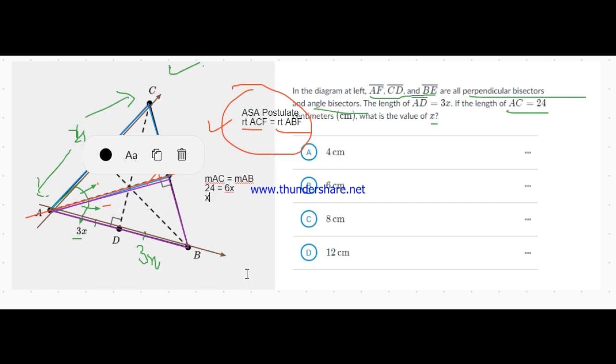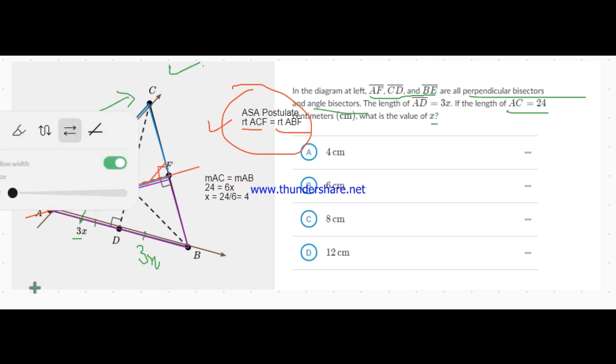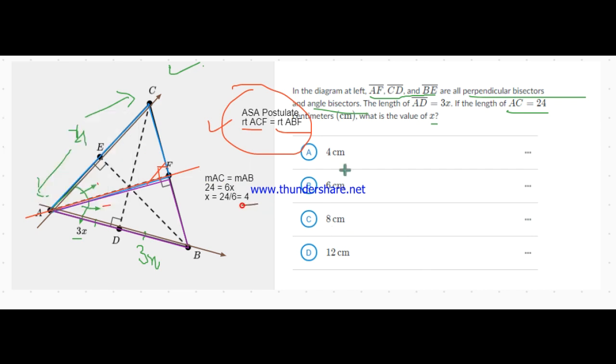Now solving for x, what we get, 24 over 6, we divide both sides by 6, which gives us a total of 4. Now looking over here, the answer 4 is in option A. So option A is the correct option for this question.